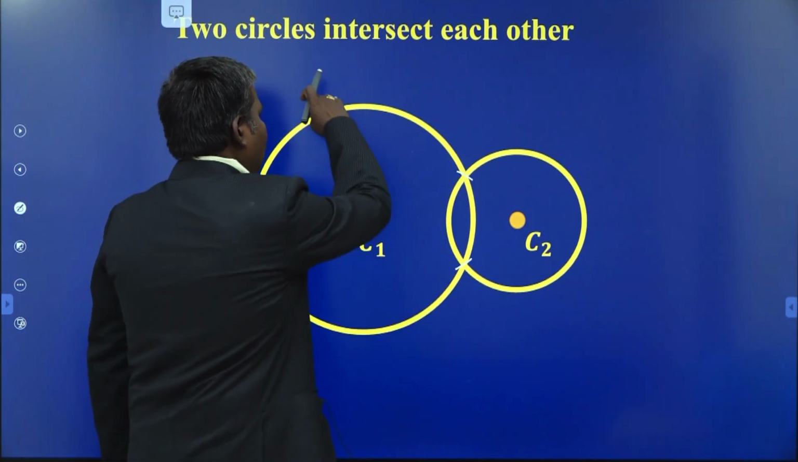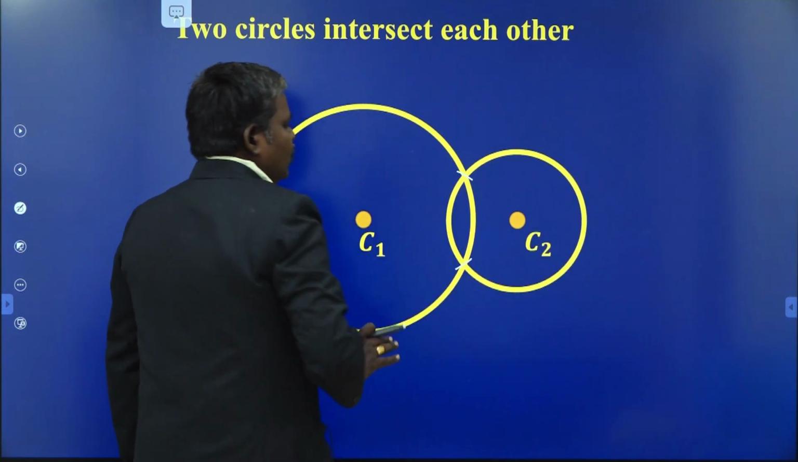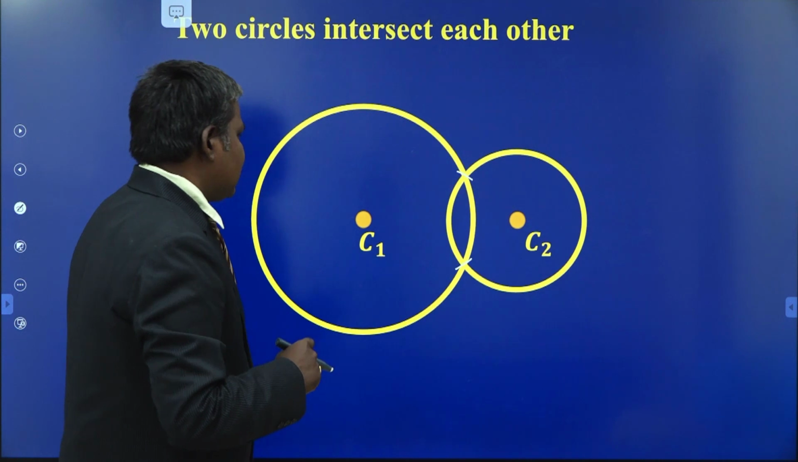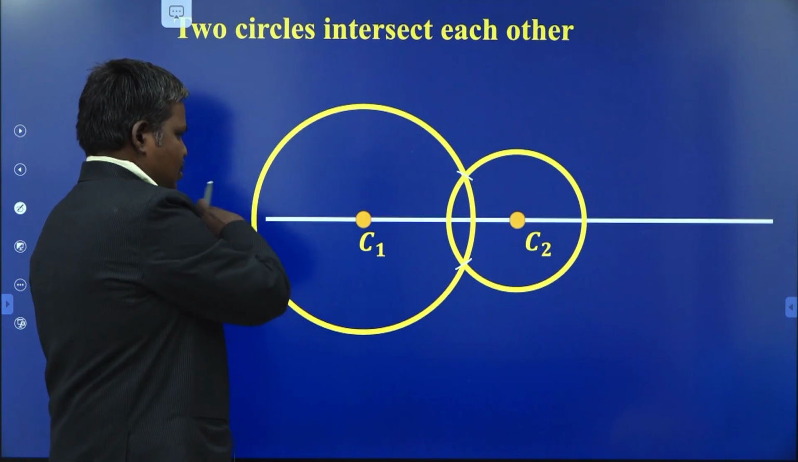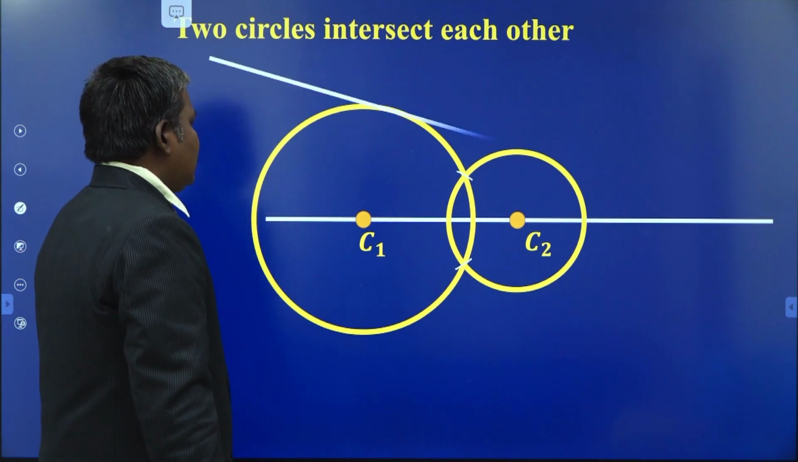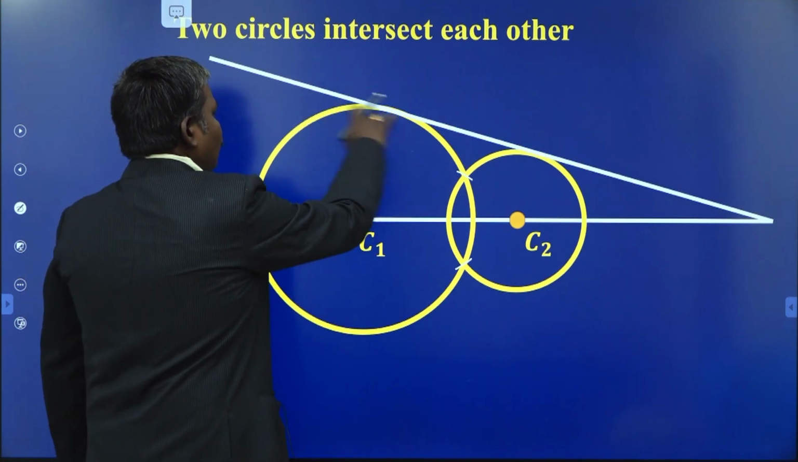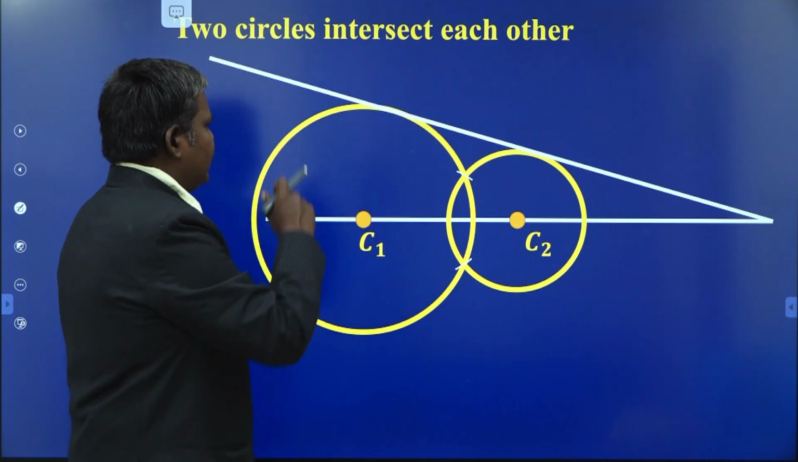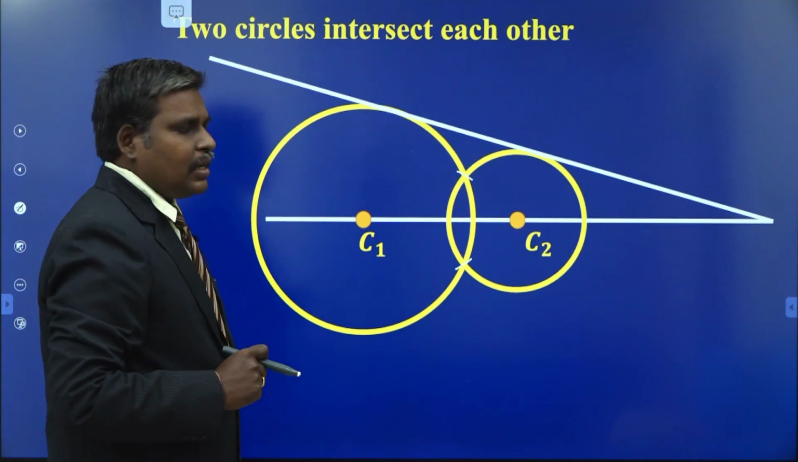One is above the 2 circles, the other one below the 2 circles. That is, the 2 tangents are on the same side of the centers of the circles. This is the line joining the centers of the 2 circles, dear students. This is the common tangent. Both centers are on the same side of that tangent. That is why this is called the direct common tangent.